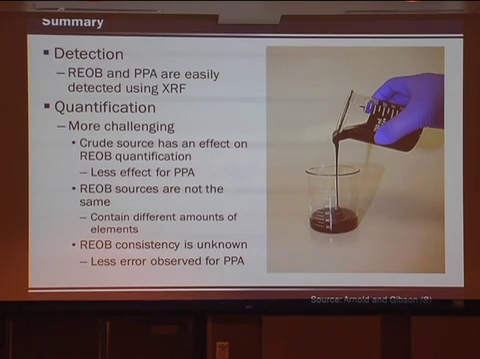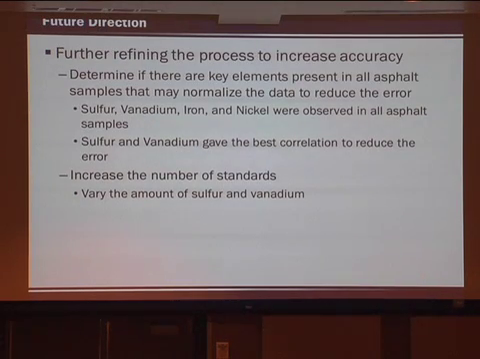It's quite interesting. So what are we doing to try to improve our method to increase the accuracy? There's one thing that we have found that seems to be unique to other researchers in the world that are looking at this. Our idea was to determine if there were any key elements present in all asphalt samples that might help to normalize and reduce the error.